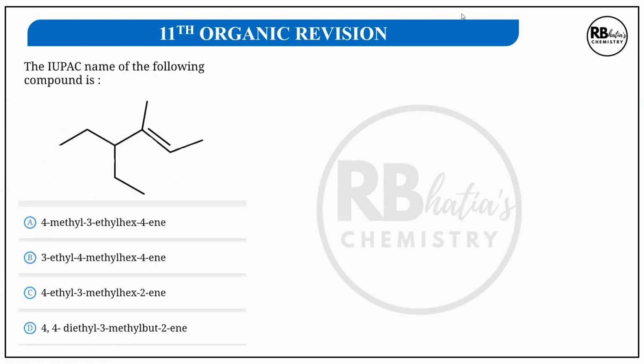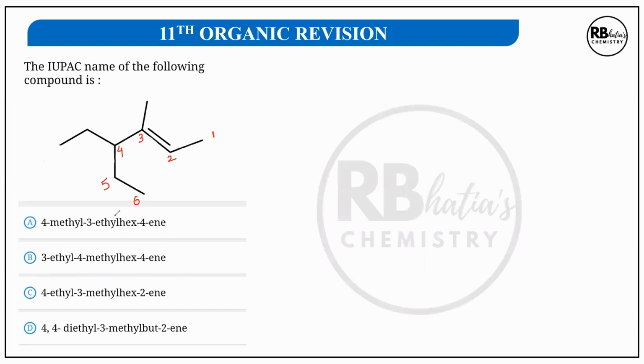IUPAC name of the following compound. Again, the basic logic is going to be to pick up the longest chain with the double bond. So let us number it like this, because the double bond is going to get the lowest number if I start numbering from here. 1, 2, this is 3, this is 4. So I can go 5, 6 like this, or I could have gone 5, 6 like this. Either of the two ways is equivalent.